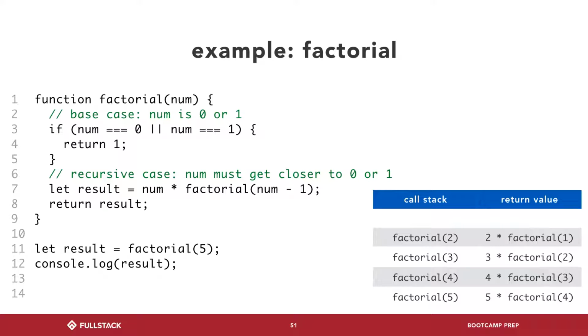And then finally we have factorial of 2, which is 2 times factorial of 1. Great, let's figure out what factorial of 1 is. Well, if num equals 1, what does factorial give me back? A 1, right? And then I return a 1, and so do I do anything else here?